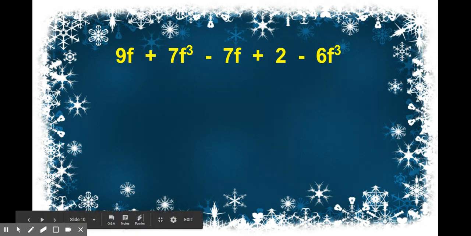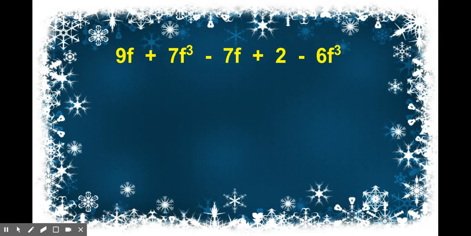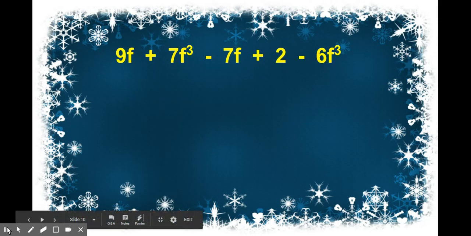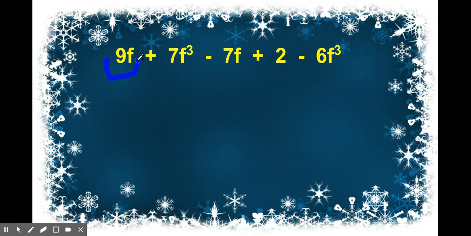We have 9f plus 7f cubed minus 7f plus 2 minus 6f cubed. So again, we're going to take a look at our very first term. We have 9f. Then I look and I say, okay, do I have any other f's? Well, here I have an f, but this f is cubed. It is to the power of 3. I need to remember that when I just have a variable and I see no exponent, the exponent is really 1. So f to the power of 1 is not the same thing as f to the power of 3. So these two are not like terms.